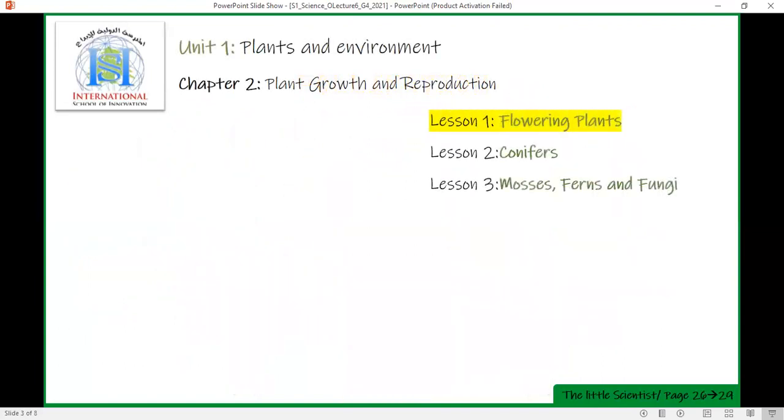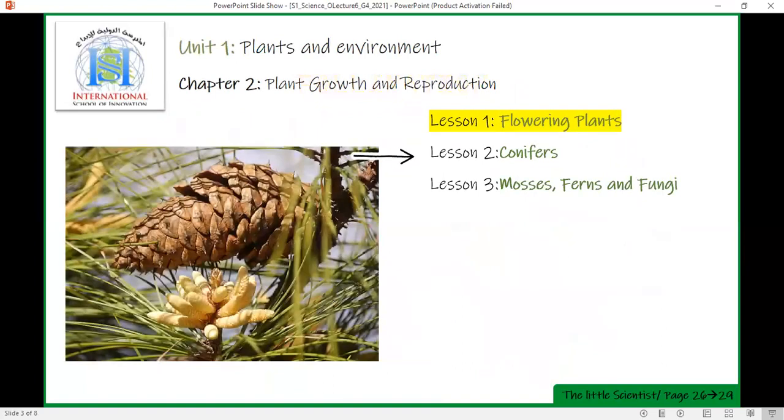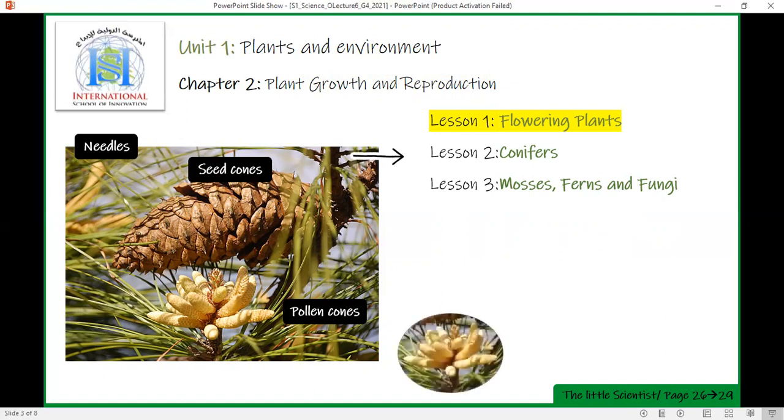We talked about flowering plants, which are seed plants. Conifers are also seed plants, but conifers do not make flowers. They do not bloom. They grow cones. And they have needle-like leaves, so their leaves look like needles. They grow two types of cones, pollen cones and seed cones. And as shown in the figure, the pollen cones are smaller than the seed cones.